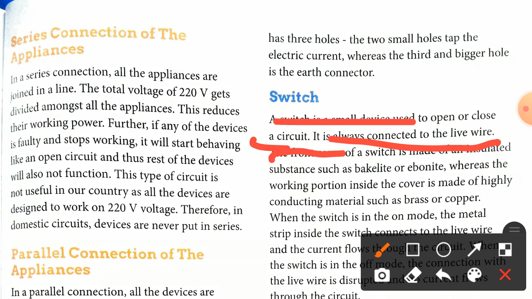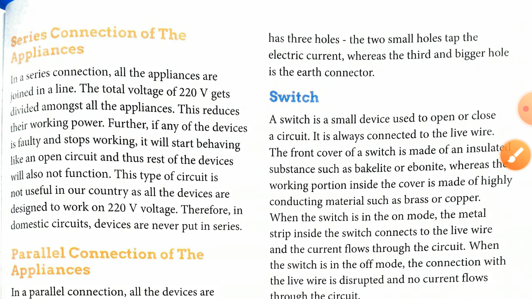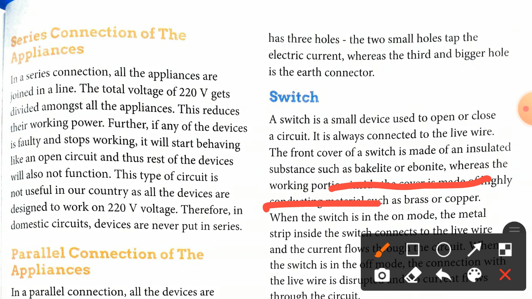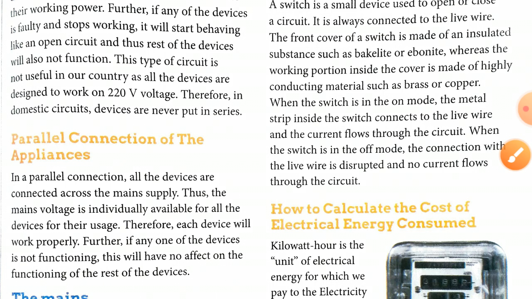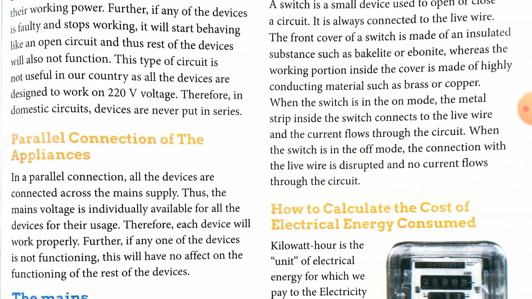The front cover of the switch is made of which material? It is an insulating substance such as bakelite or ebonite. These are the materials used for making switches. Whereas the working portion inside the cover is made of highly conducting material such as brass or copper. When the switch is in on mode, the metal strips inside the switch connect to the live wire and current flows through the circuit. When the switch is in off mode, the connection with the live wire is disrupted and no current flows through the circuit. Fine.